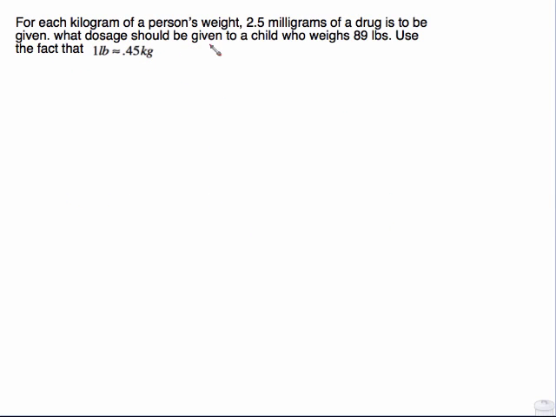For each kilogram of a person's weight, 2.5 milligrams of a drug is to be given. So for each kilogram, 1 kilogram will require 2.5 milligrams of a drug. So if you knew you weighed 10 kilograms, you just do 10 times 2.5, and that gives you your dosage. The problem on this problem is we have a child who weighs 89 pounds. To be able to use this conversion, I need to convert 89 pounds to kilograms.